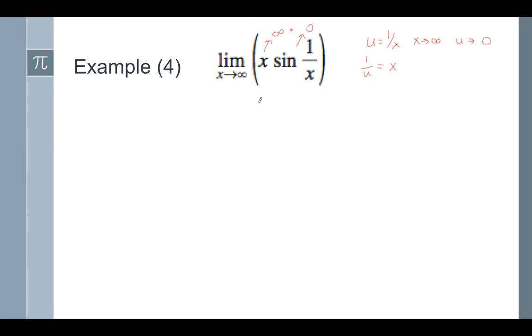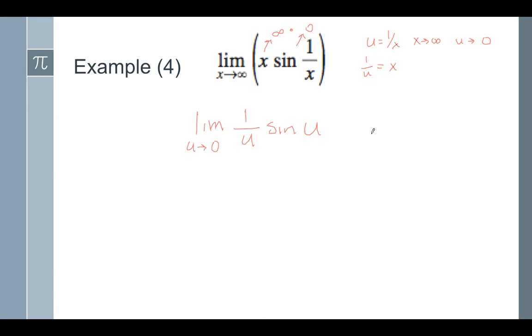So I can change this limit to look a little bit different. Now, like I said, it's going to be a little bit tricky here. So x becomes 1 over u times the sine of u. But now our variable is u, so we're talking about the limit as u approaches 0, because originally x goes to infinity, so u goes towards 0.